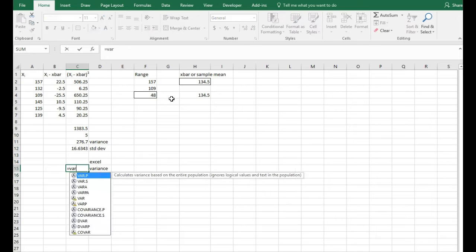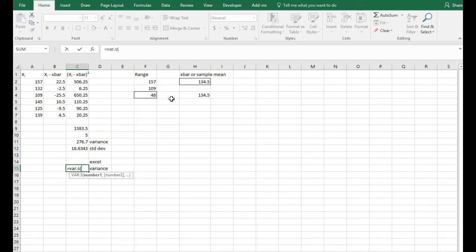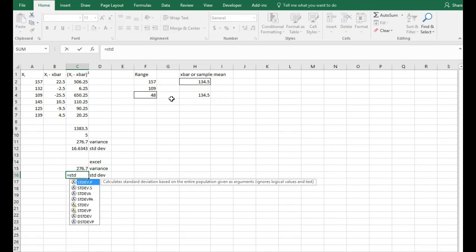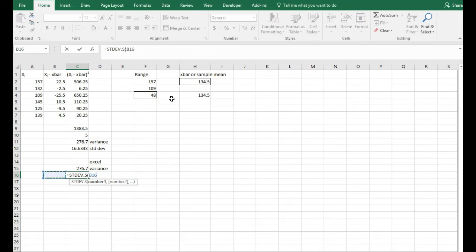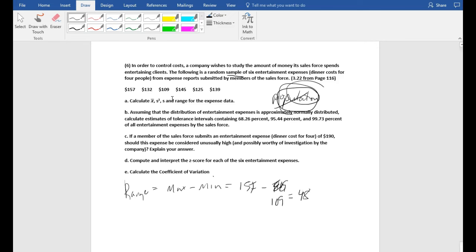We'll just say var.s, open parenthesis, of our data here. Good, looks good. Standard dev.s. So that's that. Great. So we're perfect there. So we've completed A, it looks like, right? So x bar, s squared, s, and range.